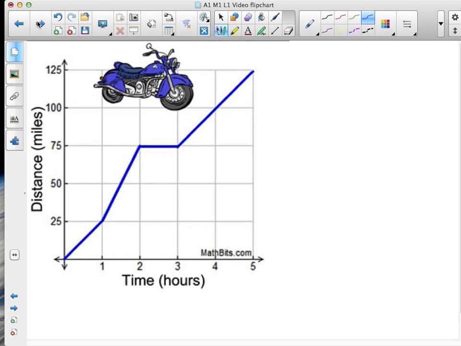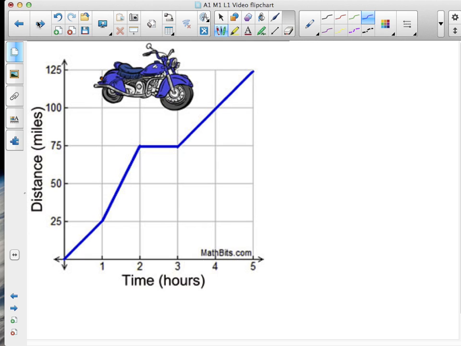On the next example, we do have a little story. As you can see on the x-axis, there is time in hours, and the y-axis is distance in miles. And that little motorcycle tells us that this is a story about motorcycles. So someone's obviously taking a bike ride, and at no hours, they haven't started yet, they have gone 0 miles. And by 1 hour, they have traveled 25 miles, meaning that they're going at a rate of 25 miles per hour.